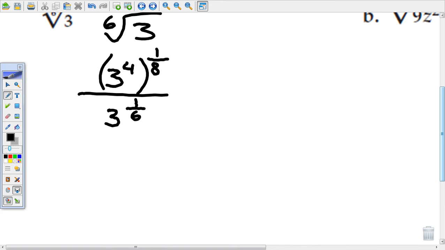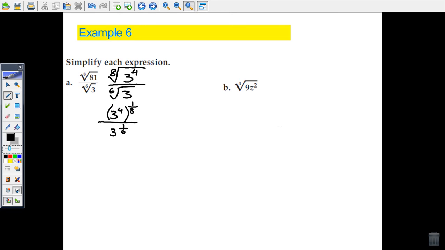I should have, I guess, just zoomed now. Let you watch it. There you go. So this is 3 to the 1/2. And on the bottom, I still have 3 to the 1/6. Am I finished? No, I have to rationalize that denominator.